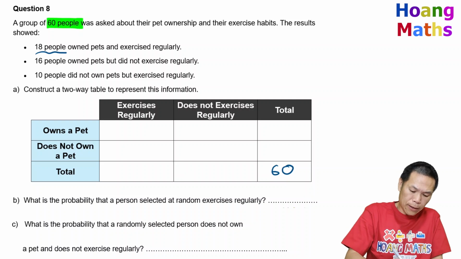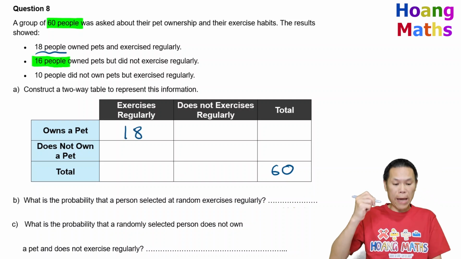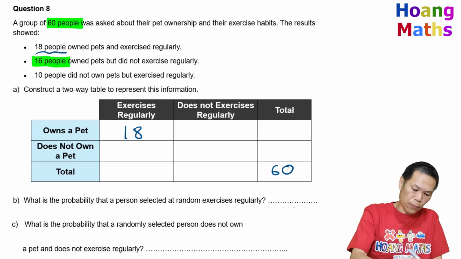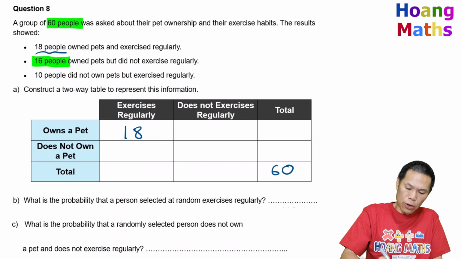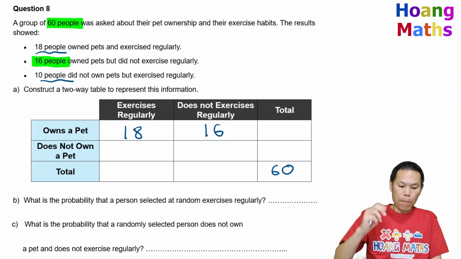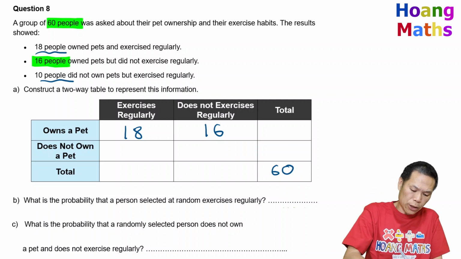So owns a pet and exercises regularly, here, 18. And then 16 people own pets but did not exercise regularly, so 16. And we know that 10 people do not own pets but exercise regularly. So this column here, does not own a pet, and exercise regularly, which is 10.